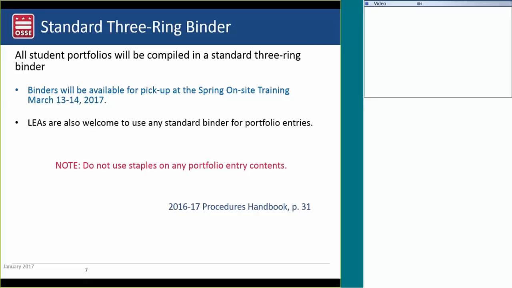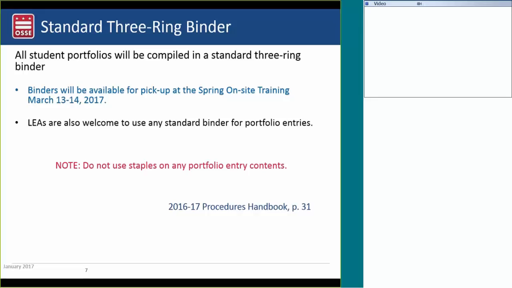There's a note here on this slide. Do not use staples on any portfolio entry contents. Everything in the binder that is a loose leaf needs to stay as a loose leaf, even if you have student work evidence that's maybe 2 or 3 pages long. Don't staple those together. What we would ask is that you use a page numbering convention, using an A, B, or C after the page number, that will indicate to the scorer that this is multi-page evidence. So if you have three pages of a work sample, and the first page is numbered 15, that would become 15A, the second page 15B, the third page 15C. And this is referenced in the procedures handbook on how to do this.